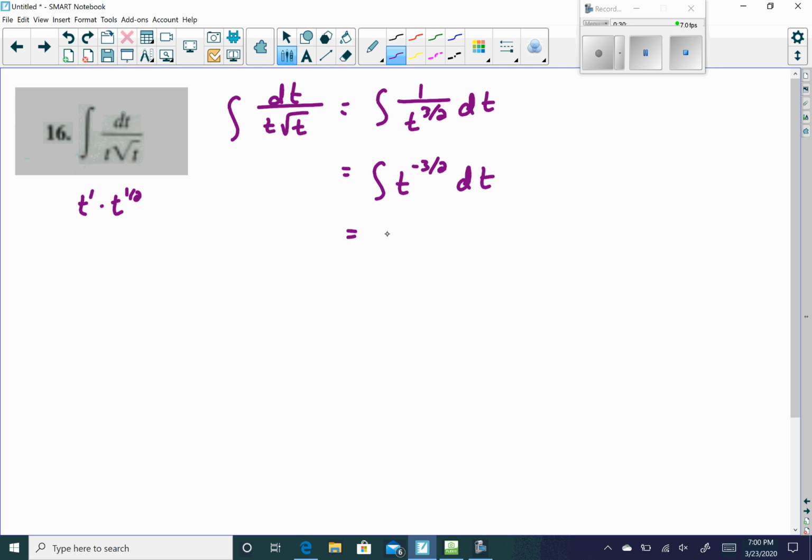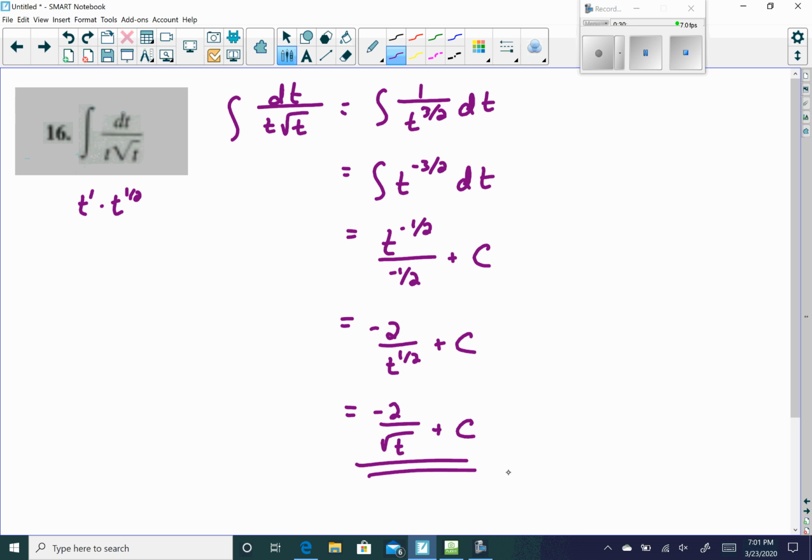So we could just apply the power rule for integrals here. So this becomes t, if we add 1, we're going to get a negative 1/2. So t to the negative 1/2 divided by a negative 1/2 plus c. So this becomes, multiplying by the reciprocal, negative 2 over t to the 1/2 plus c, or just negative 2 over radical t plus c.